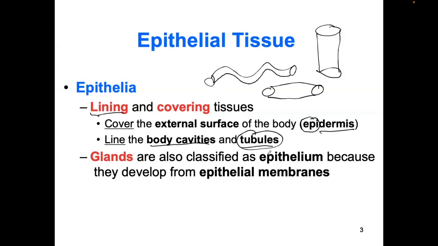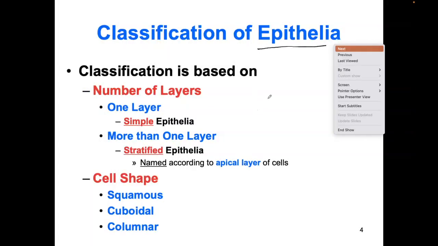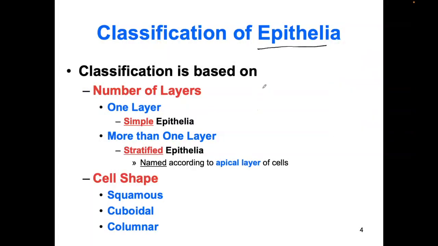Glands are classified as epithelium. So we have sweat glands, oil glands, mammary glands, earwax glands. There are different types of glands throughout the body. That's lining, covering, and glands. Now we're still looking at epithelium, only focusing on epithelium here, and we have to figure out how to name epithelium.